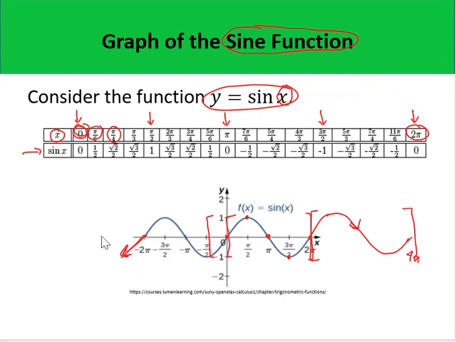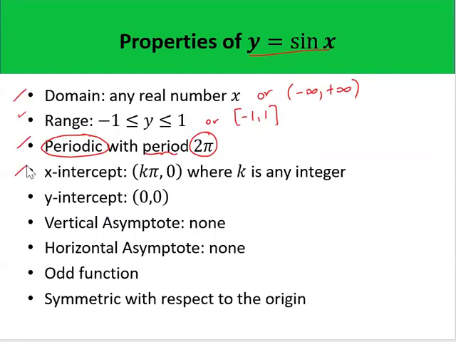Now in the negative part of the x-axis, from negative 2 pi up to 0, and from negative 4 pi up to negative 2 pi, the graph will just repeat. And then the x-intercepts happen at the points k pi, comma 0, where k is any integer. Which means that the x-intercepts would happen at pi, 2 pi, 3 pi, 4 pi, 0, negative pi, negative 2 pi, negative 3 pi, negative 4 pi, and so on and so forth.